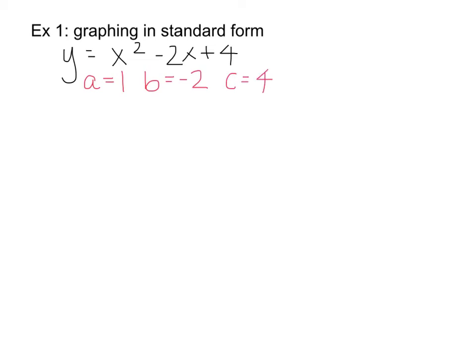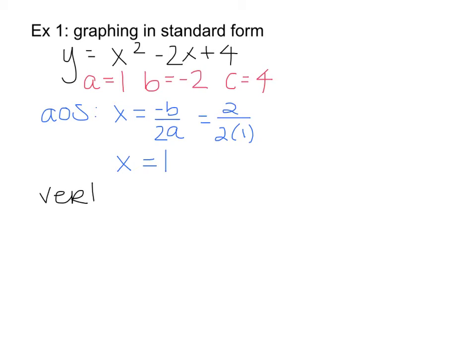So always, your first step is going to be to find the axis of symmetry. And to find the axis of symmetry, we use that little equation, x equals negative b divided by 2a. So negative 2 makes it positive 2 on the top, divided by 2 times 1. 2 times 1 is 2, and 2 divided by 2 gives me x equals 1. So my axis of symmetry is x equals 1. Remember, this is also the x part of your vertex.